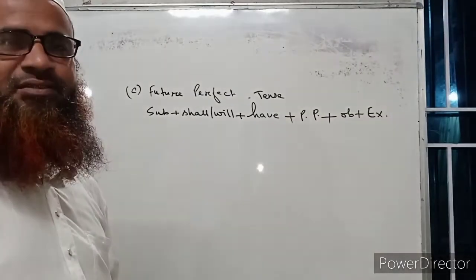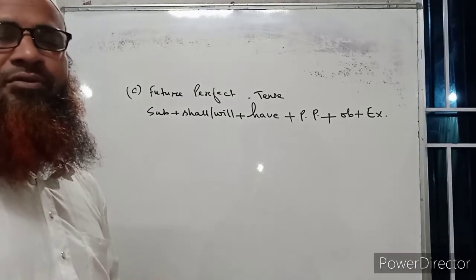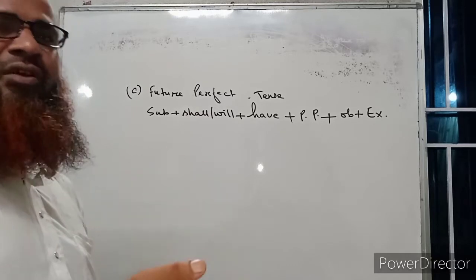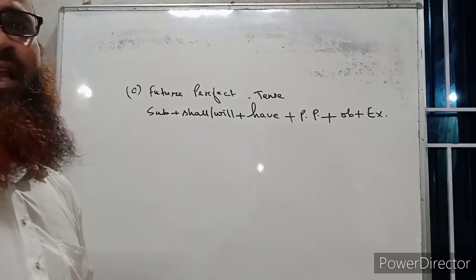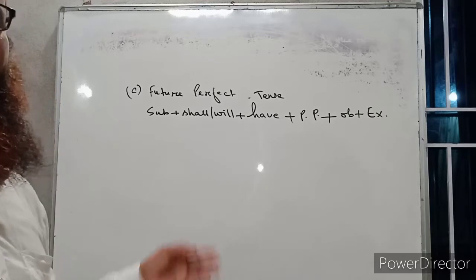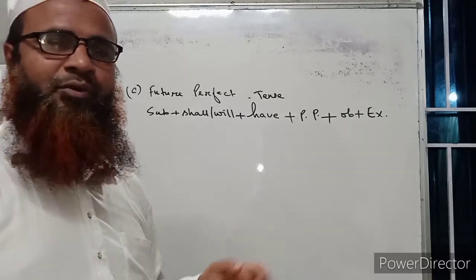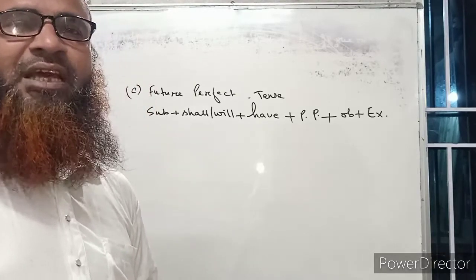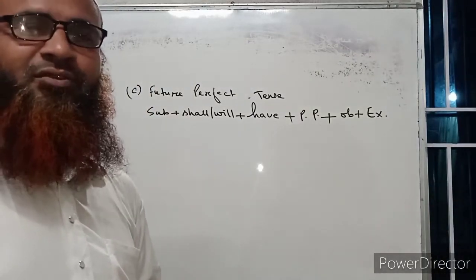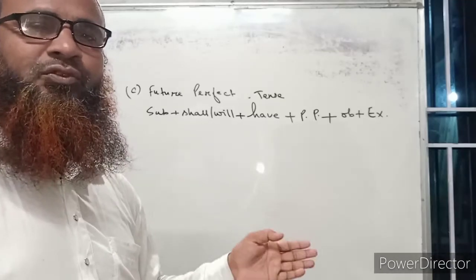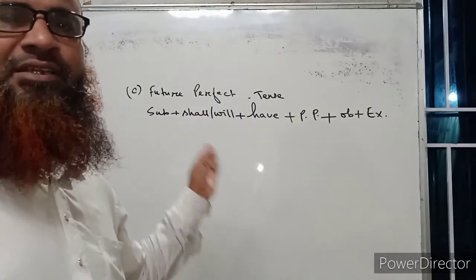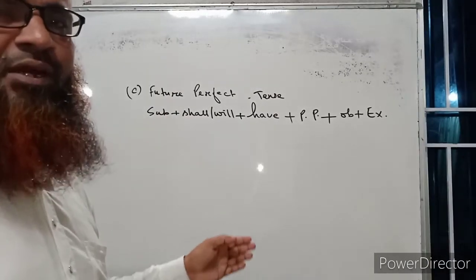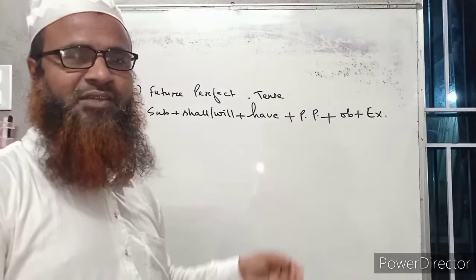So this tense will show an action that will be finished before another action in future. Like the past perfect tense we discussed, that in the past time there were two incidents or two actions, and one took place before the other, so that was expressed in past perfect tense, and the later one was expressed in past indefinite tense.